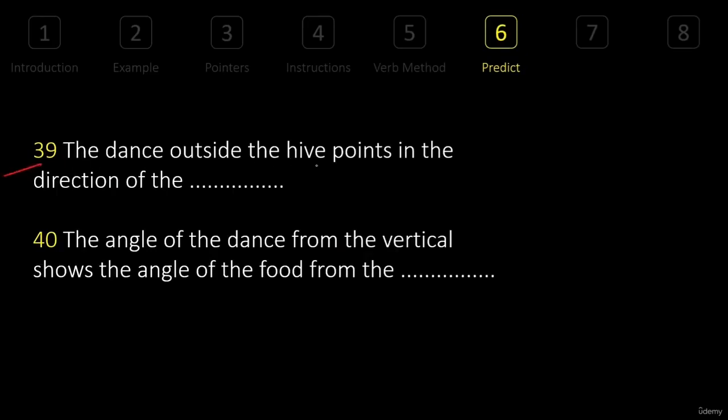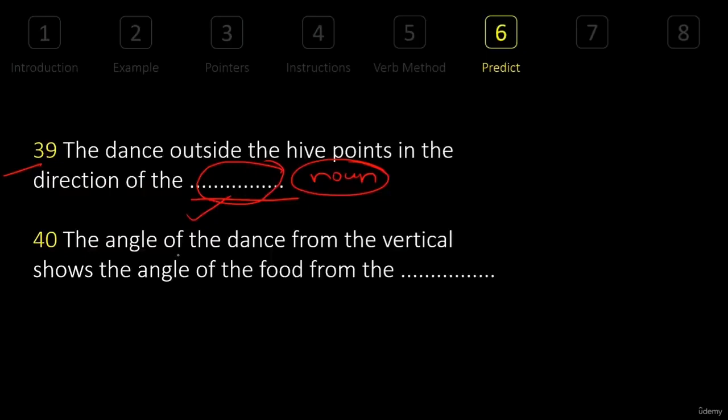The dance outside the hive in the direction of the blank. Now, this is a direction of something. That means it has to be a noun. It has to be a thing that you are pointing in the direction of. That means that the dance outside the hive, that means something is going on outside the hive of the bees, is pointing in the direction of the something. Not somewhere, but something. That means you get the answer. Now you predicted the answer, it has to be something.